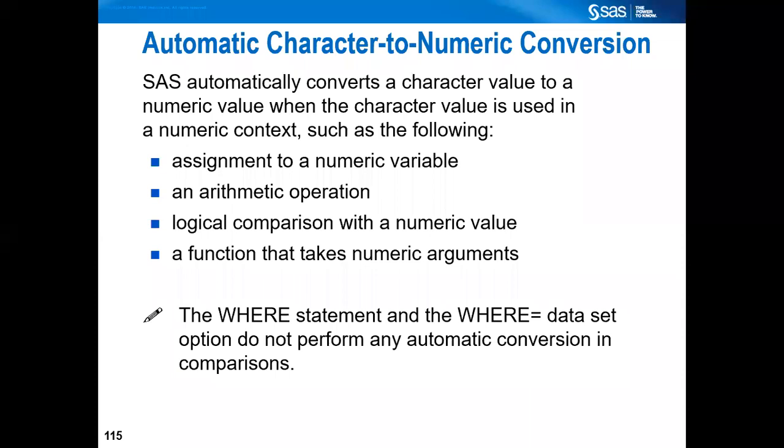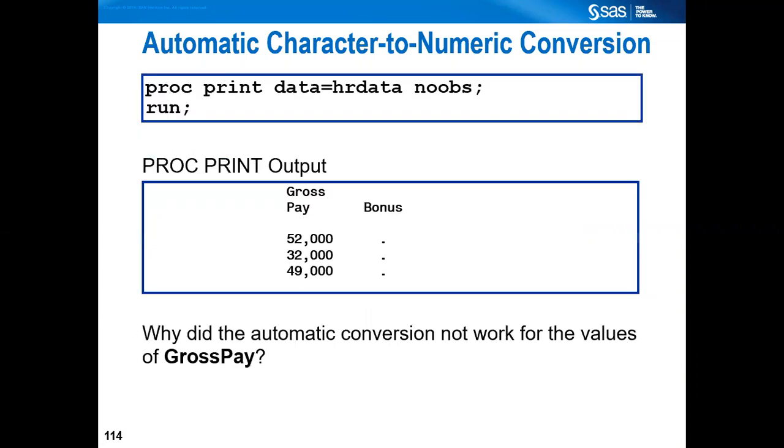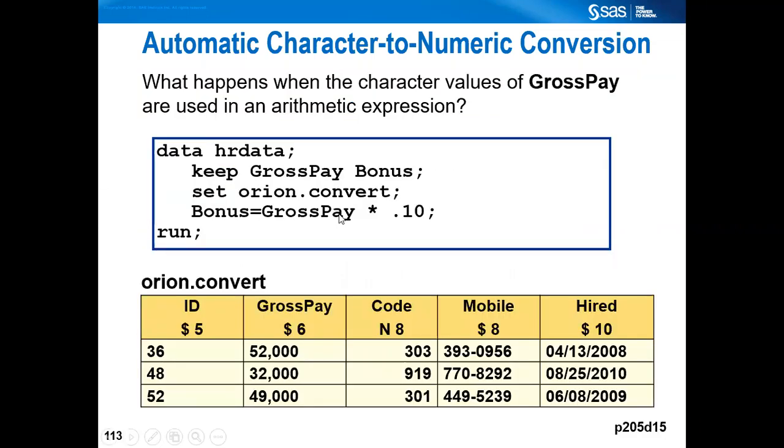When does automatic conversion occur? SAS automatically converts character values to numeric values when a character value is used as numeric. Like we have used ID: though it's character, we used it in an arithmetic operation. Same with gross pay: though it's character, we used it in an arithmetic operation.